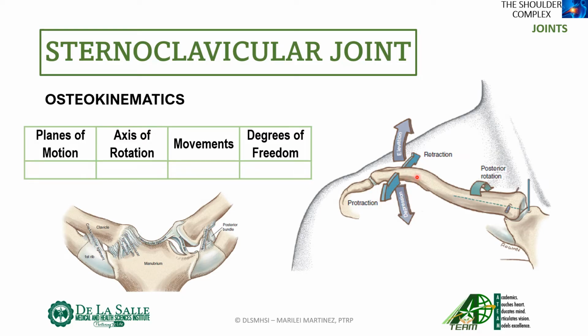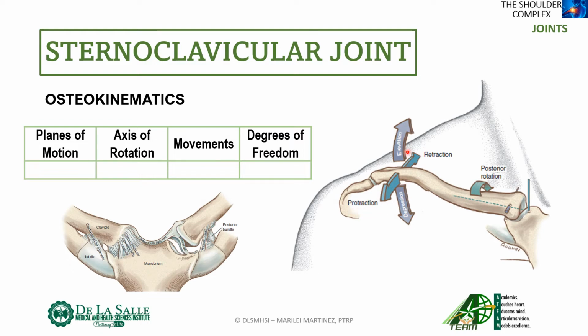Next, retraction and protraction happen in the horizontal plane or the transverse plane with the axis of rotation y-axis or vertical axis. Then lastly, the posterior rotation or the upward rotation or the axial rotation or the longitudinal rotation, they are all the same, happens in the sagittal plane with the x-axis or the medial lateral axis as the axis of rotation. So let's just discuss briefly the different movements in the sternoclavicular joint.